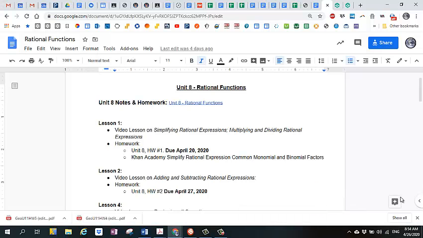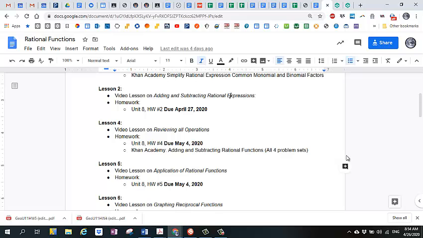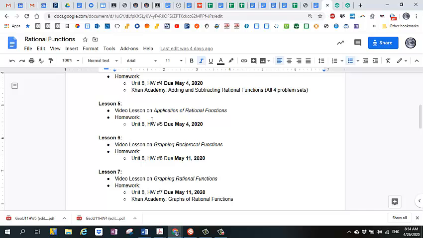Okay, we're moving on. Now the last lesson we did was reviewing everything we learned so far. Now we're on to lesson 5, homework 5, which is application of rational functions.